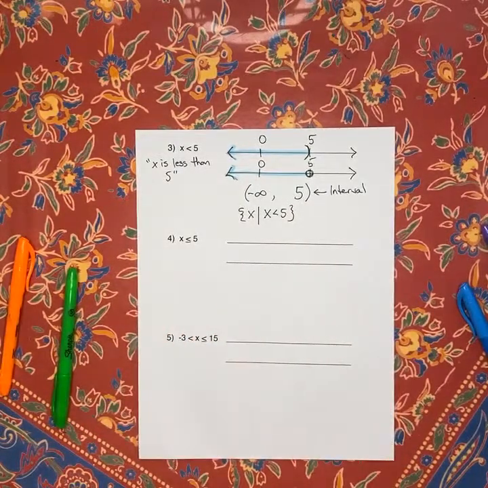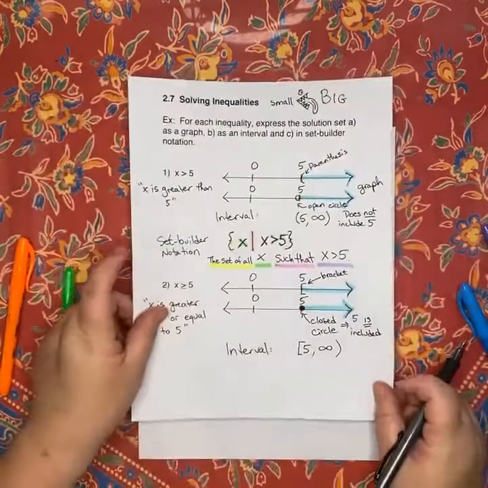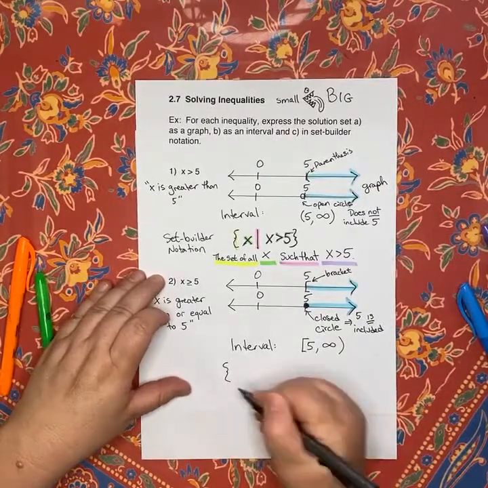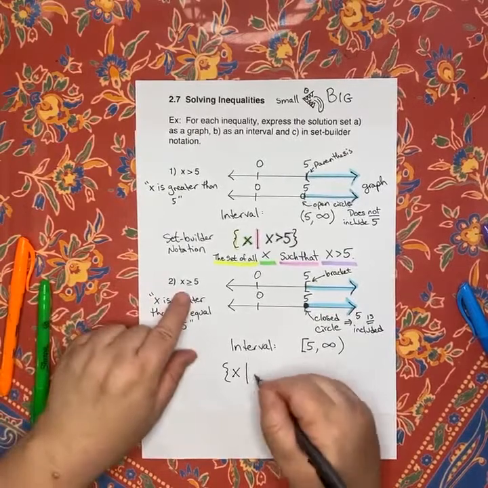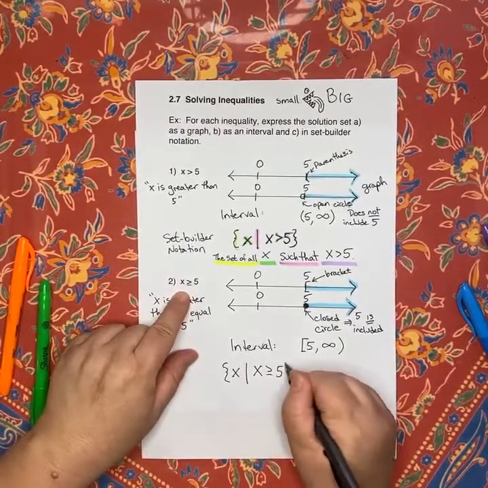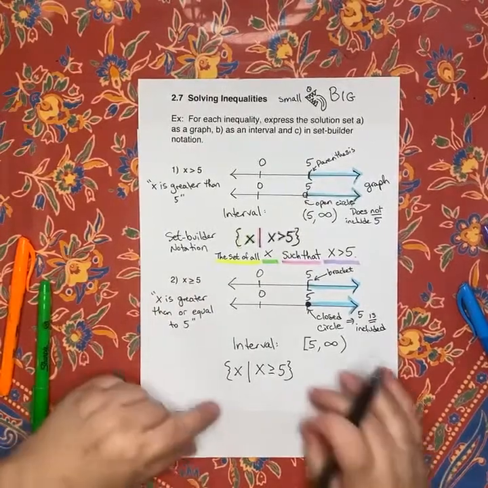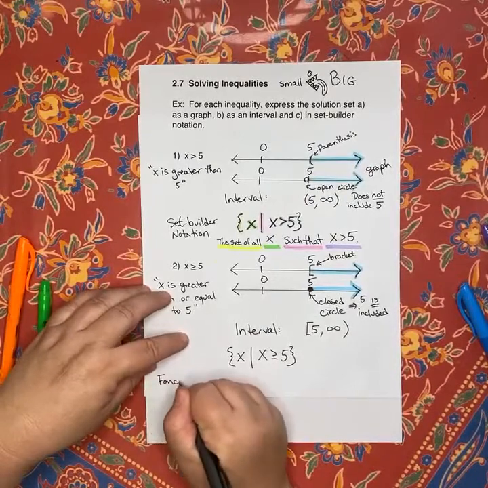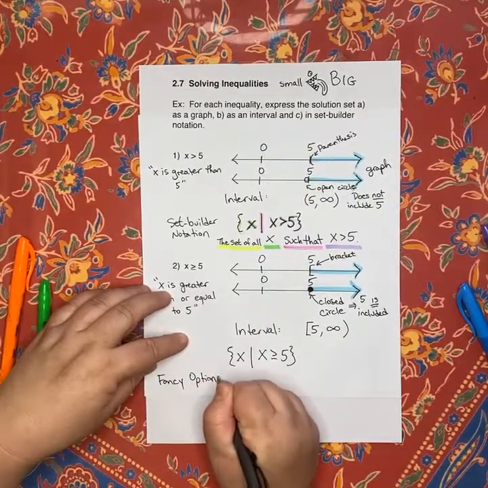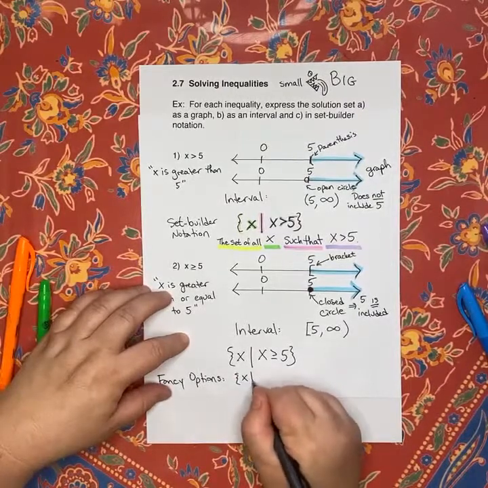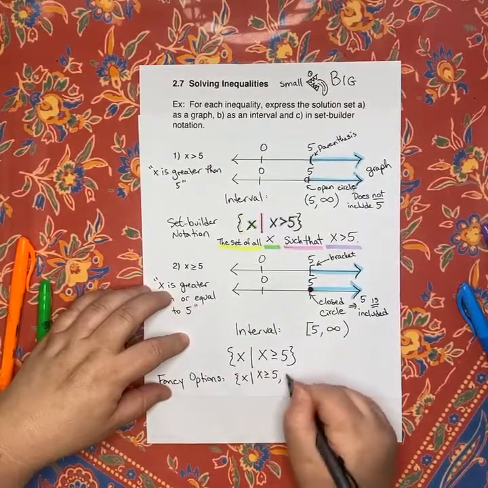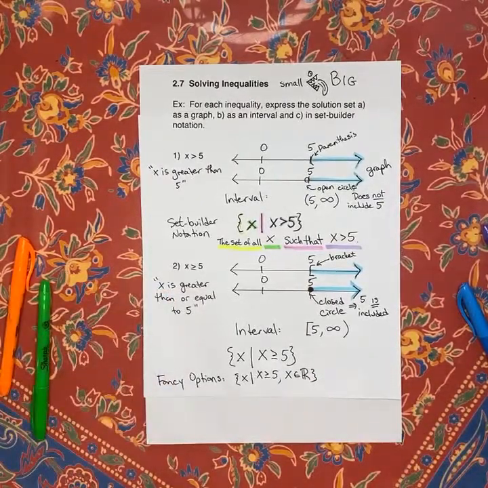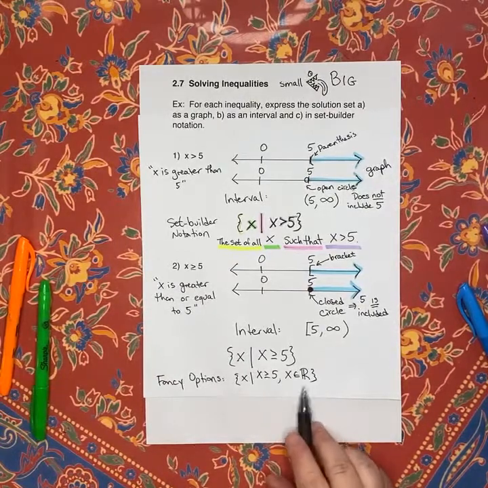What I'm going to do is go back to the first page. I got so excited about the parenthesis and the bracket, I forgot to write in the set builder notation: the set of all x such that, in this case, x is greater than or equal to 5. And then I have a little bit of extra space, so I can show you the fancy options. I could write x such that x is greater than or equal to 5 and x is an element of the set of real numbers, which is something we assume right now, but you could be explicit about it.